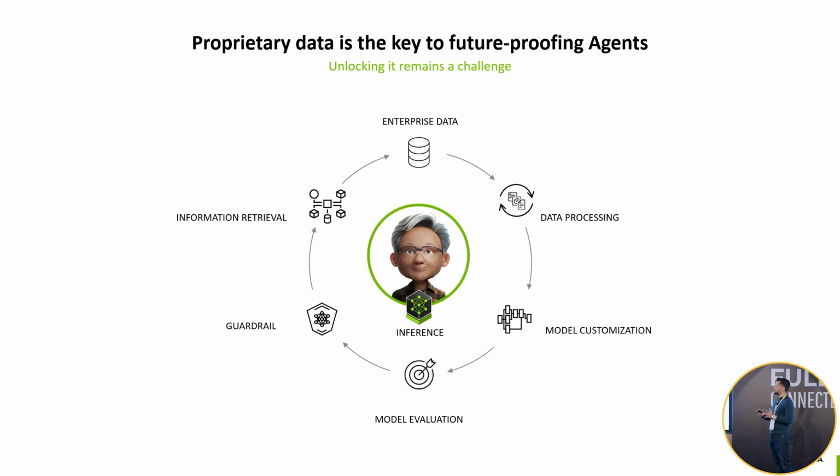The data doesn't come perfectly formatted for fine-tuning or in context learning. You will have to process it. Then you will have to do some model customization. That means that you will have to either fine-tune it, supervised fine-tune it, or you can use RL if you need. And then you'll have to evaluate the model, and then we have this whole inference loop.